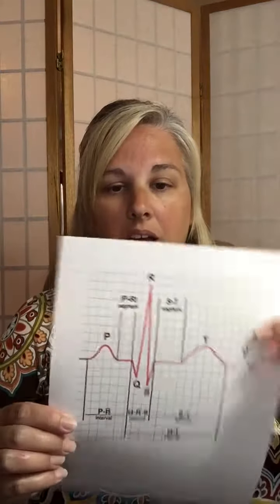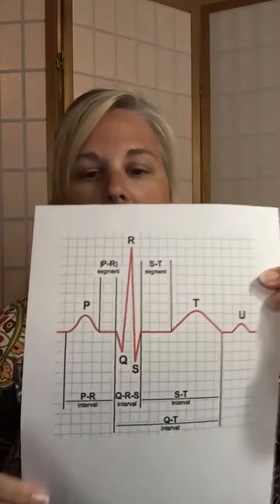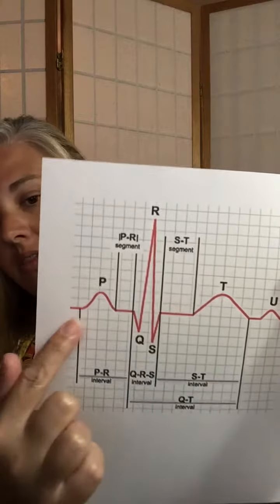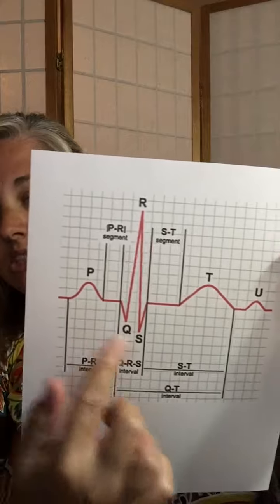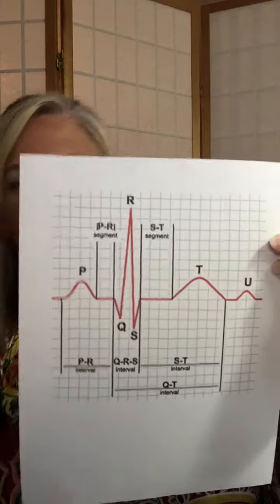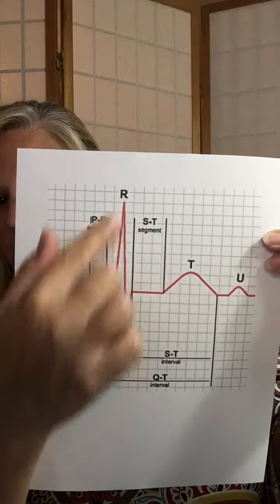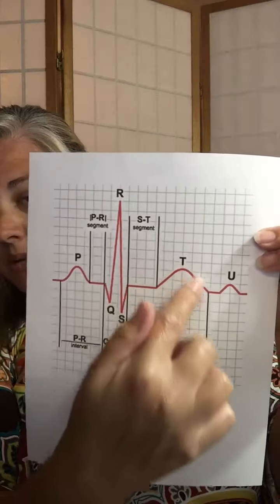Now, I'm going to show you a picture. This is a small snippet of an EKG strip. As you can see, the P wave occurs first, and this would be a normal rhythm strip. The P wave occurs first, then you have your QRS complex, which will then go into your T wave.